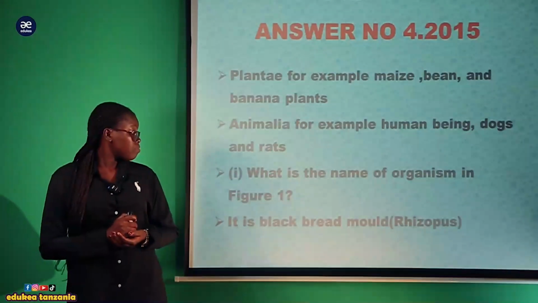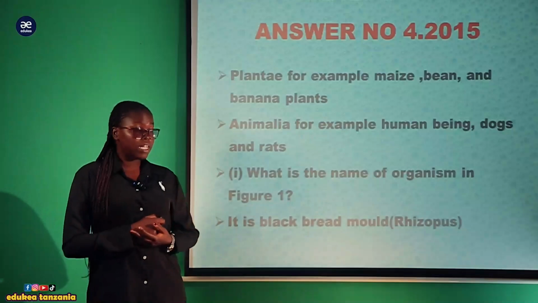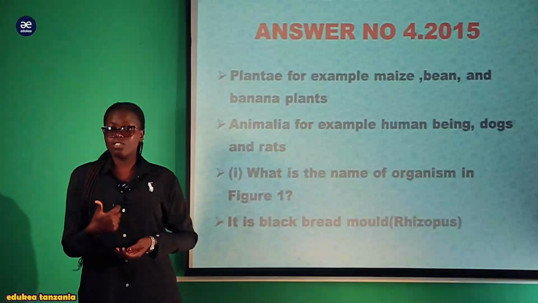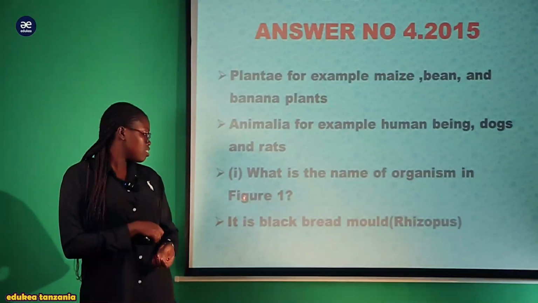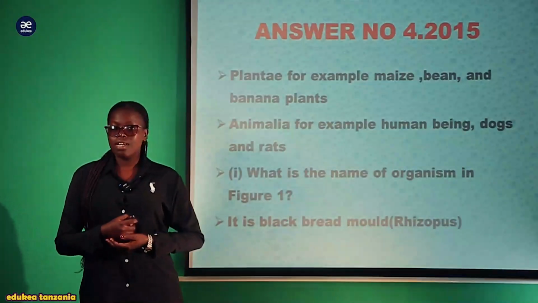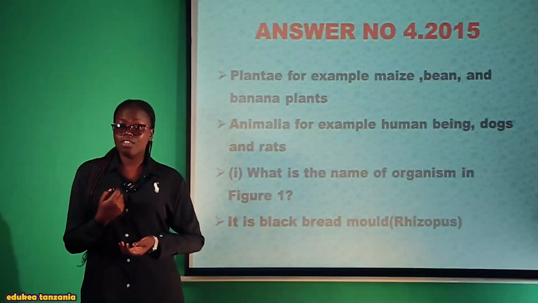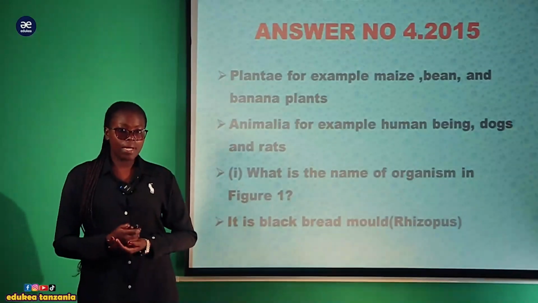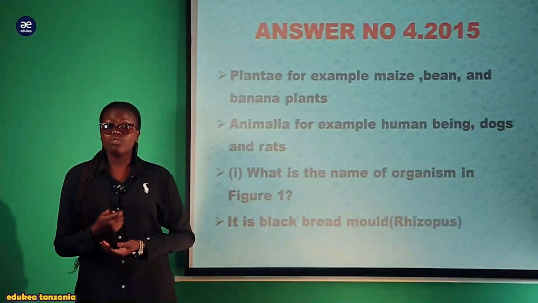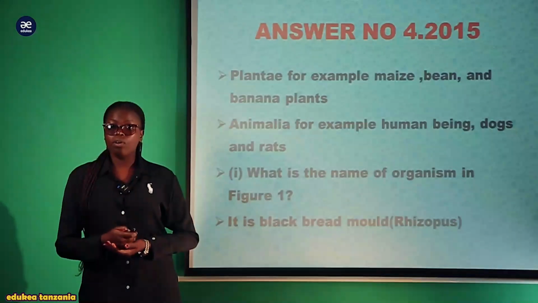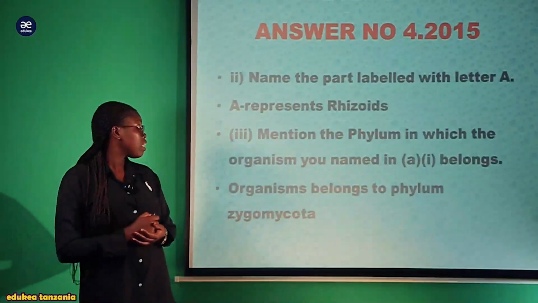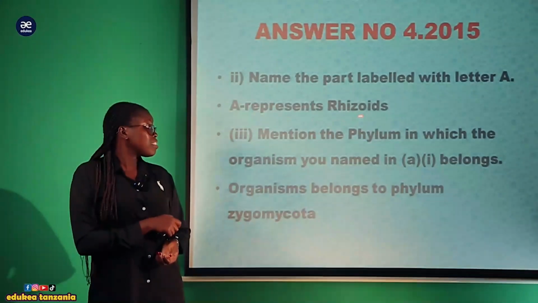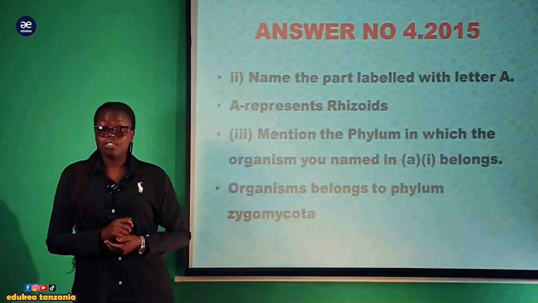So the question Roman B, you are needed to name what is the name of organism in figure 1. The figure 1, as you already see it. So that is the black bread mold or rhizopus. So the name of organism that is shown in the figure 1 is black bread mold or rhizopus. In the Roman B, you are needed to label the letter A. Name the part labeled with the letter A. The letter A represents the rhizoid as one of the anchorage structure.